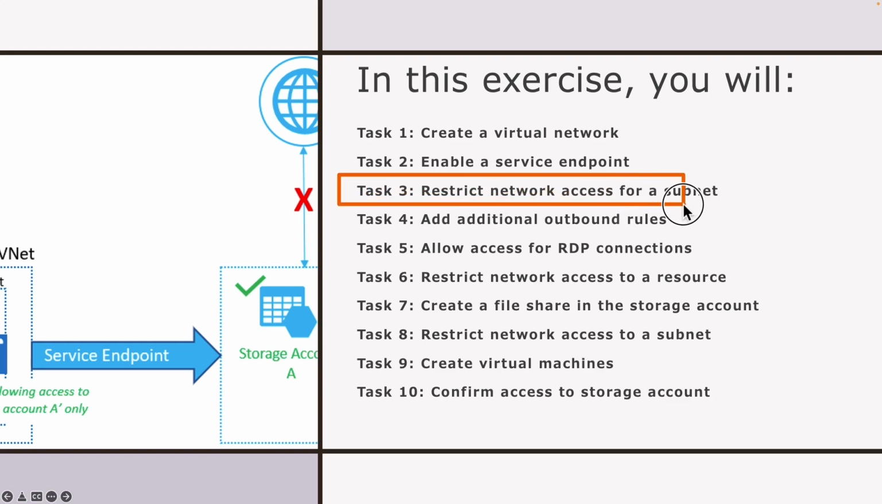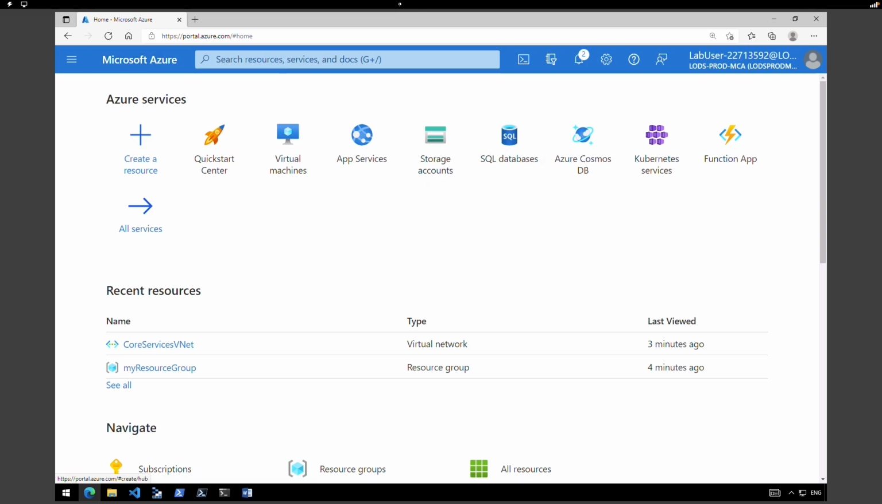Now the next task is to restrict network access for a subnet. So let's go and do that. Let me go back to the home page. By default, all virtual machines in a subnet can communicate with all resources. So you can limit communication to and from all resources in a subnet by creating a network security group and associating it to the subnet.